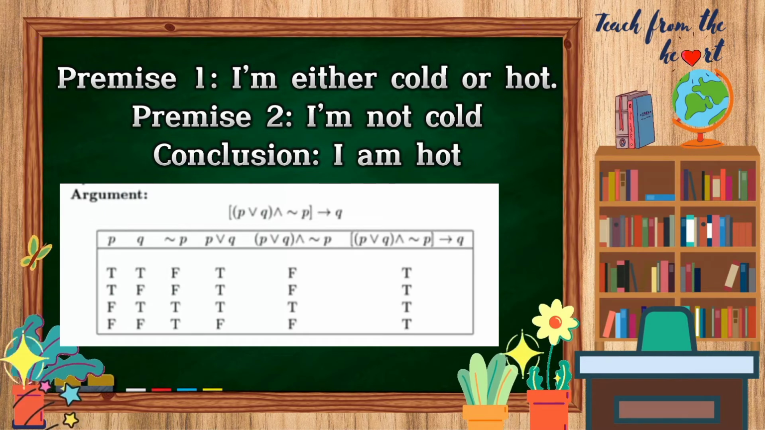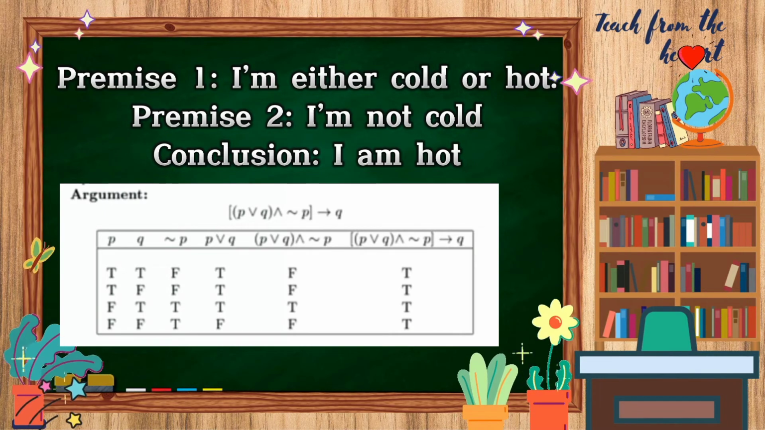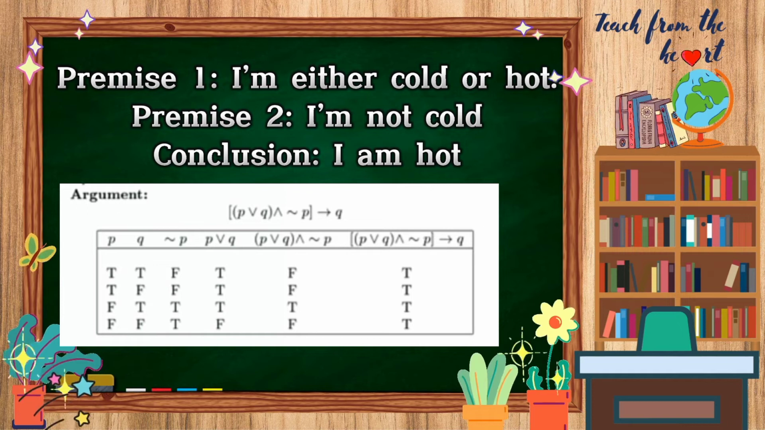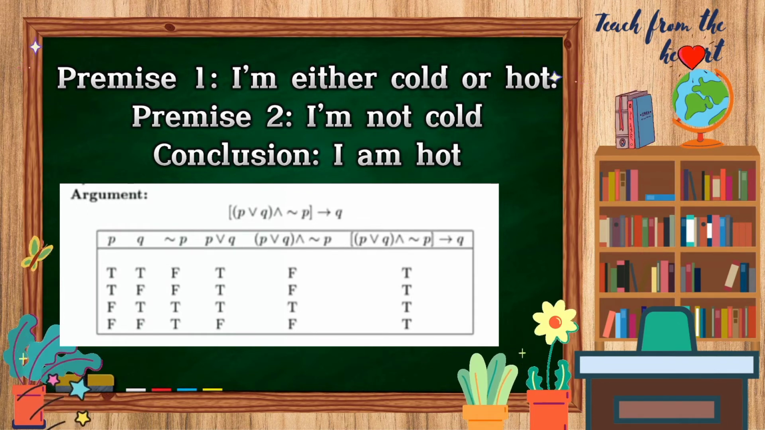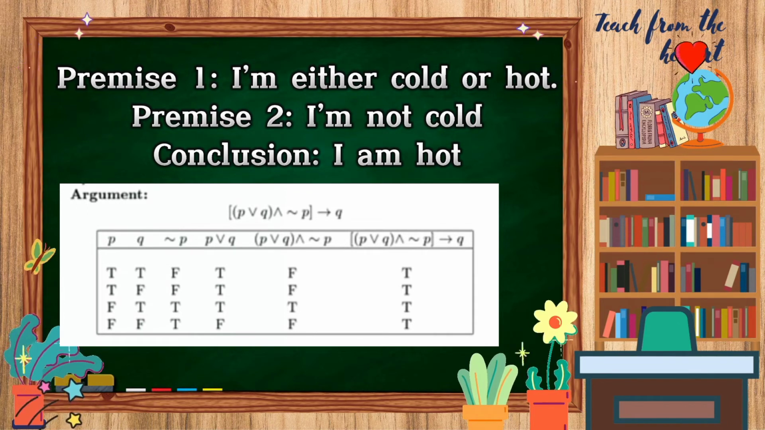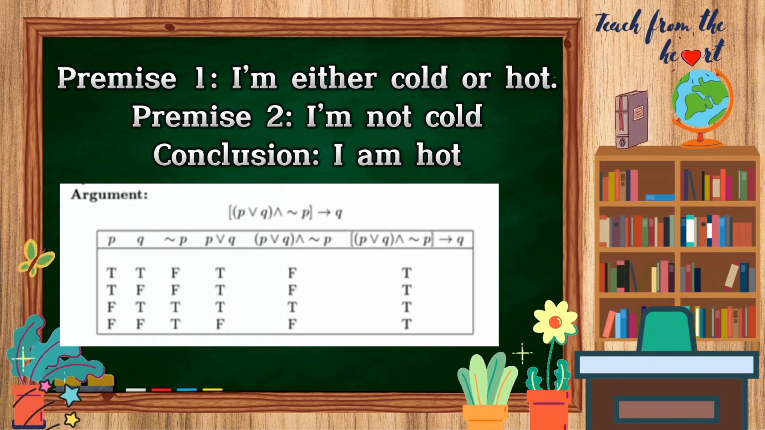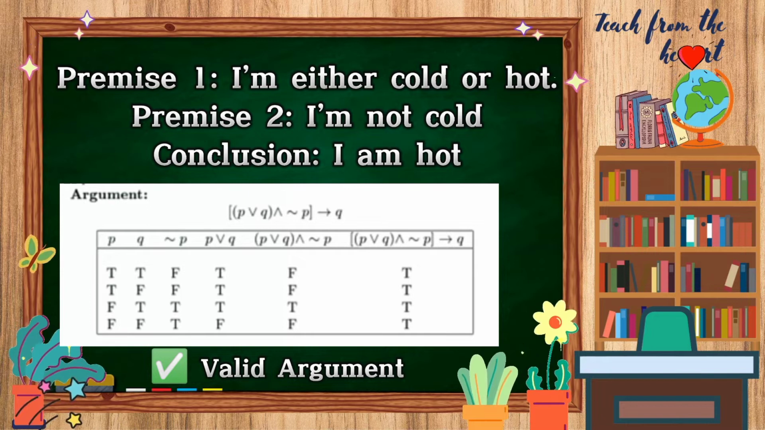Here is the first example. We have premise 1 and premise 2. In premise 1, I'm either cold or hot, and in premise 2, I'm not cold. The conclusion is, I am hot. If we look at the truth table, we notice that this is a tautology. So, this is a valid argument.